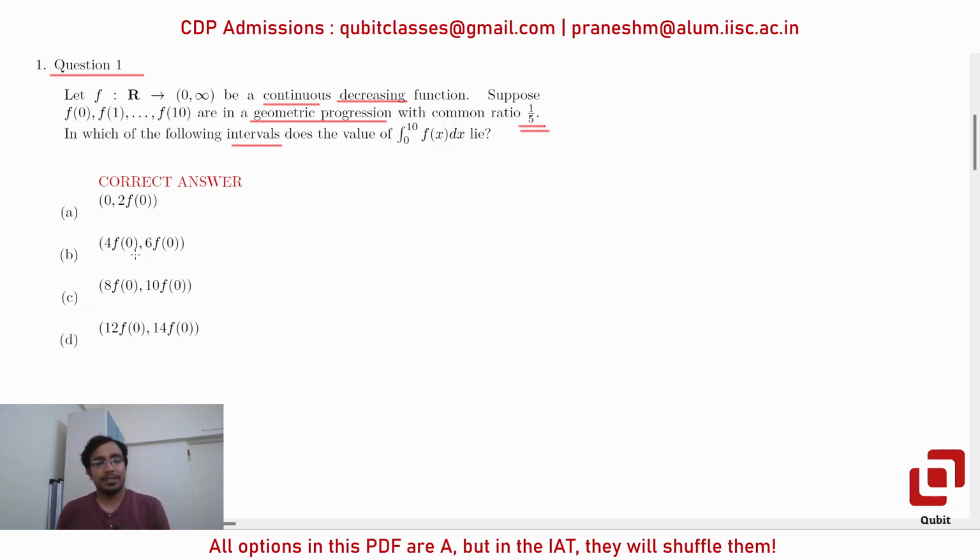And we have got four options: 0 to 2 into f of 0, 4 into f of 0, 6 into f of 0, 8 into f of 0, 10 into f of 0, 12 into f of 0, 14 into f of 0. Okay, now it's pretty simple actually.